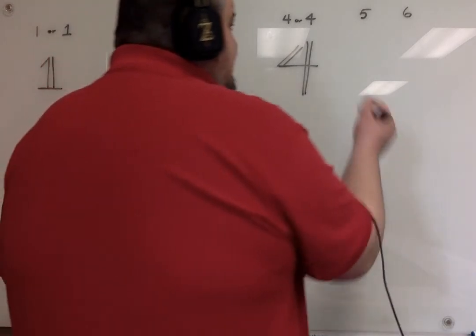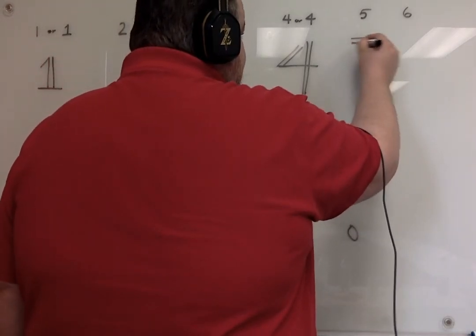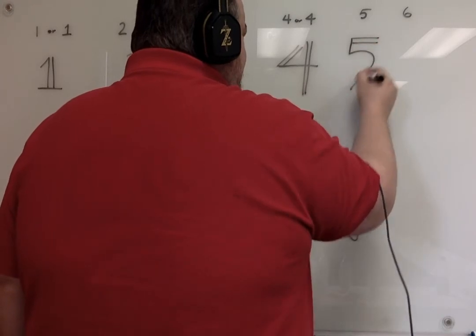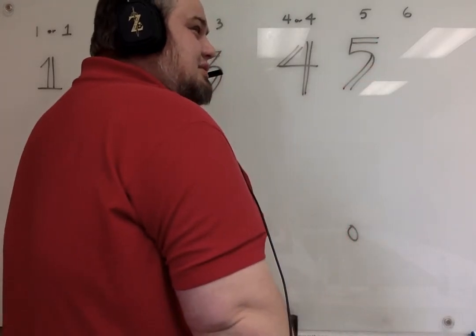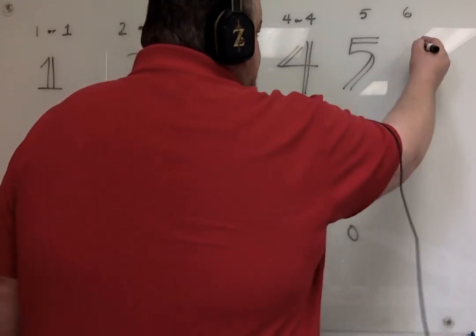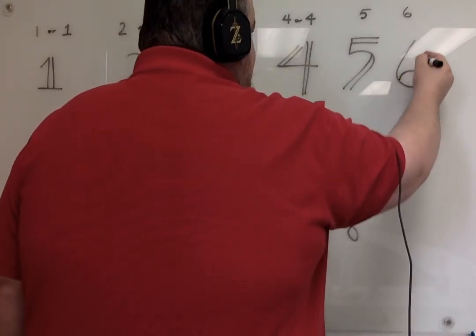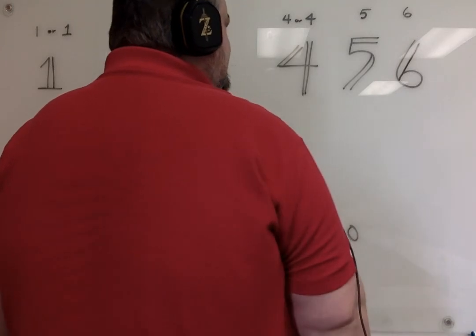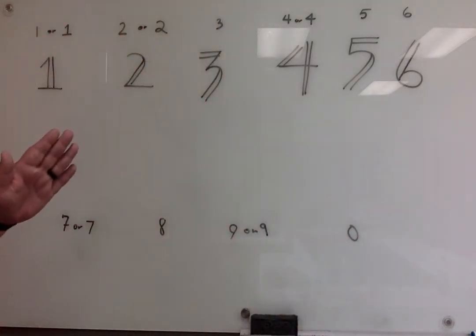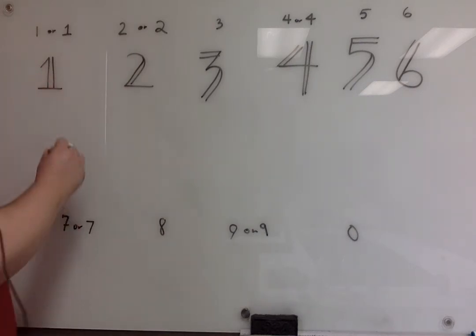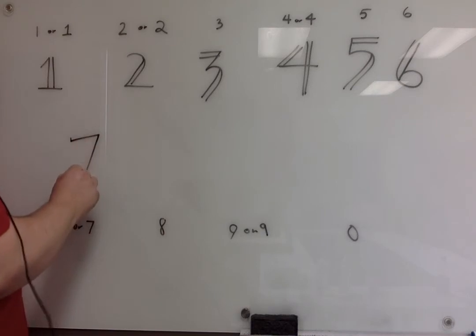Okay, 5 we've already seen earlier. It has the double flag at the top, and then the double bar at the bottom. 6, some people have a little bit of trouble drawing, so it goes like this, and then it has the double bar. So 6 has the double bar, and once again, it's an oblique double bar. 7 just has a double bar.